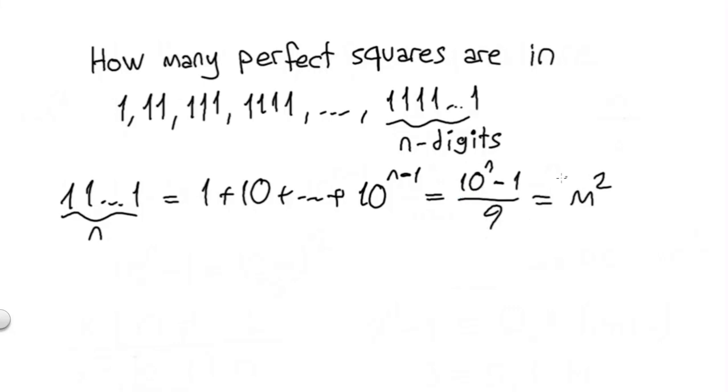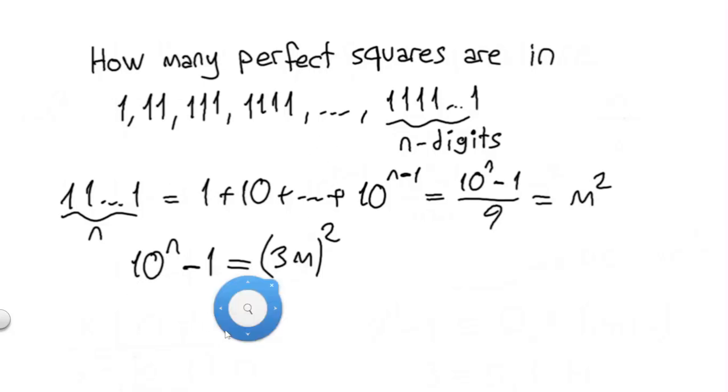If I multiply both sides by 9 now, 10 to the n minus 1 is equal to 9m squared, and 9 is also 3 squared, so I can just take 3 in the parentheses, so this will be (3m) squared. Okay, cool. So basically, like I said, I want to find a contradiction. I want to see that this is impossible.